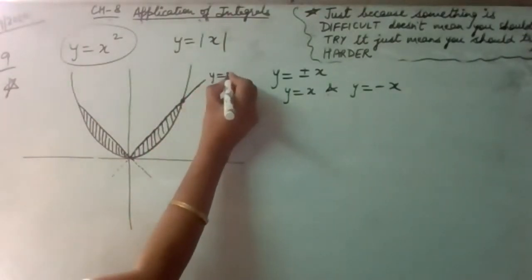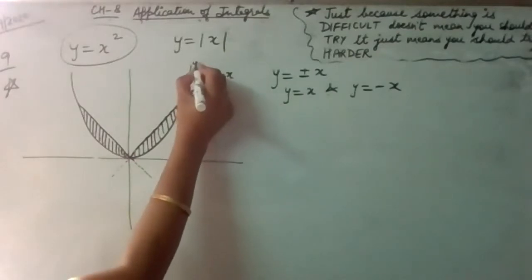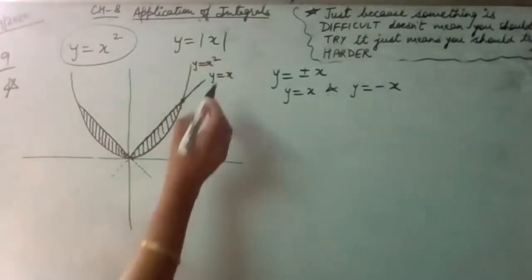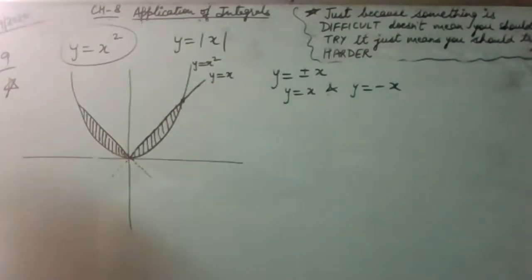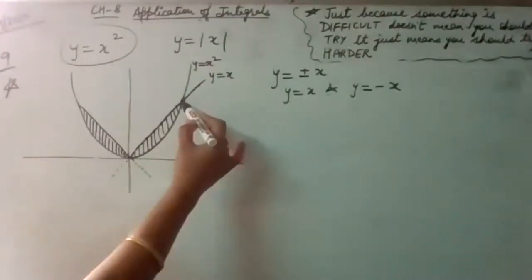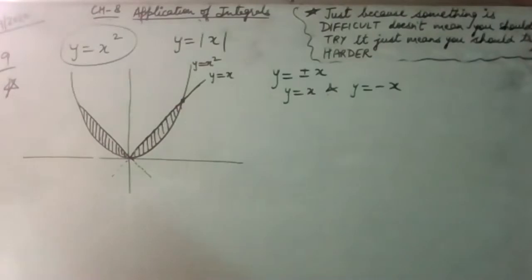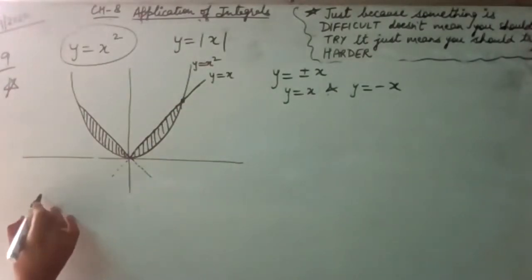This is y equal to x and y equal to x square. So we have to find out the intersection point of these two. So let's first of all find out the intersection point. I told you earlier also, when we did intersection between circle and line, that whenever an intersection is there, the first step is to find out the intersection point. So let's find it.